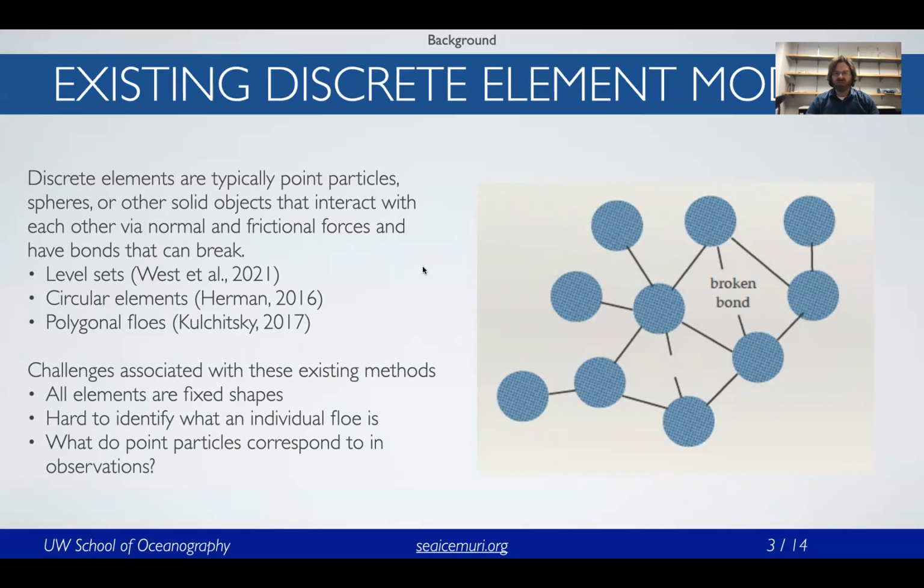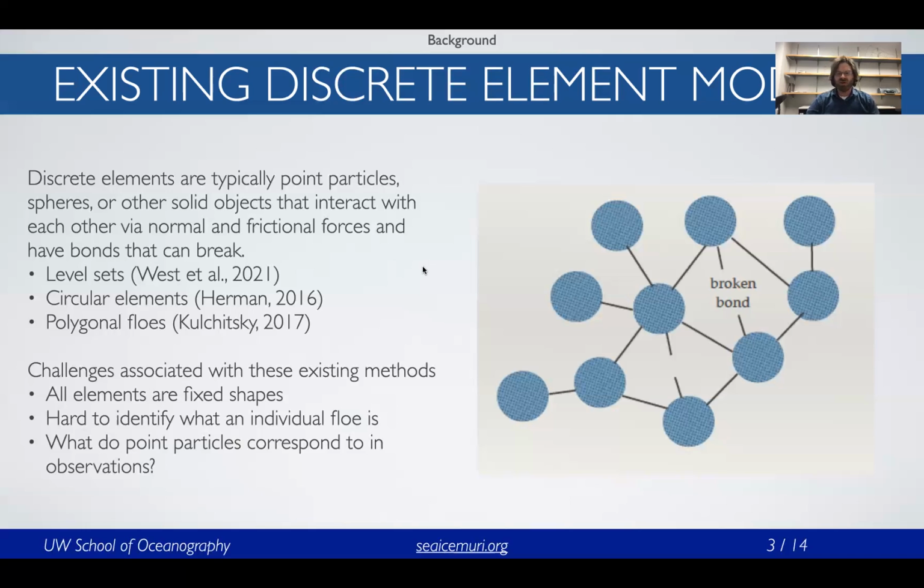Historically, discrete element models use bonds between particles. These are point particles or spheres, which are connected to each other via normal and frictional forces, and these bonds can break. There have been a range of different methods used to implement these bonds. These can include level sets, circular elements, as well as polygonal floes. Some of the challenges associated with these existing models include that all the elements are fixed in shape. It can be hard to identify what an individual floe is with some of these different methods. And it can also be difficult to decide what the point particles actually physically correspond to in observations.